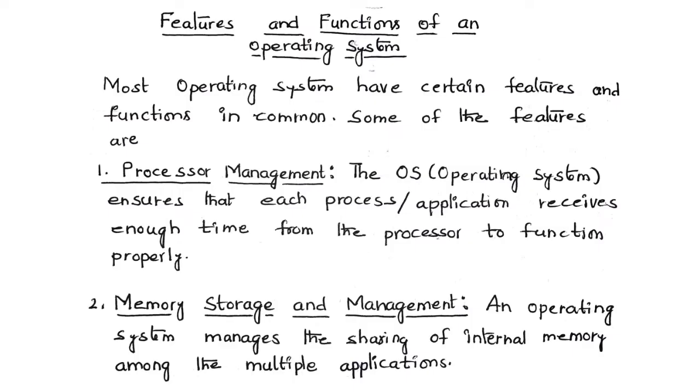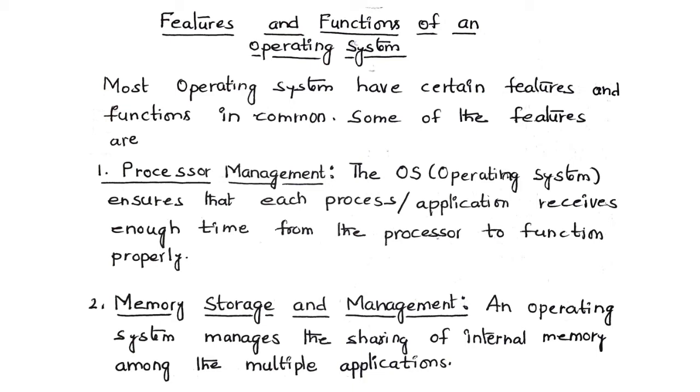Now, come to the features and functions of an operating system. Most operating systems have certain features and functions in common. Some of the features are as follows. The most popular operating systems which are used nowadays are Windows 7, Windows 8, Windows 8.1, Windows 10, Mac OS X, and Linux. Now, come to the first function, that is processor management.